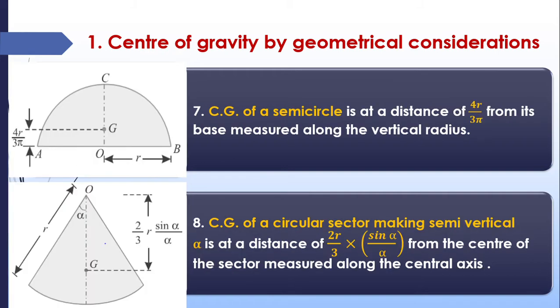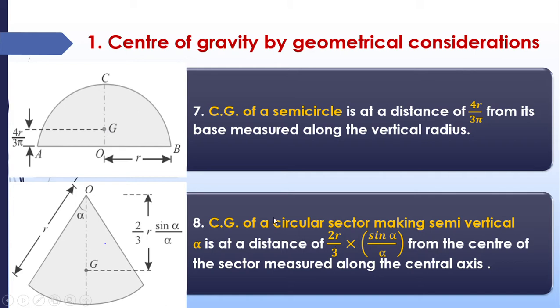In the case of a semicircle, meaning half a circle, the center of gravity is at a distance of 4r by 3 pi from its base, measured about the vertical axis. So this is the center of the semicircle. We are taking a distance 4r by 3 pi from the center. So this point will be the center of gravity.